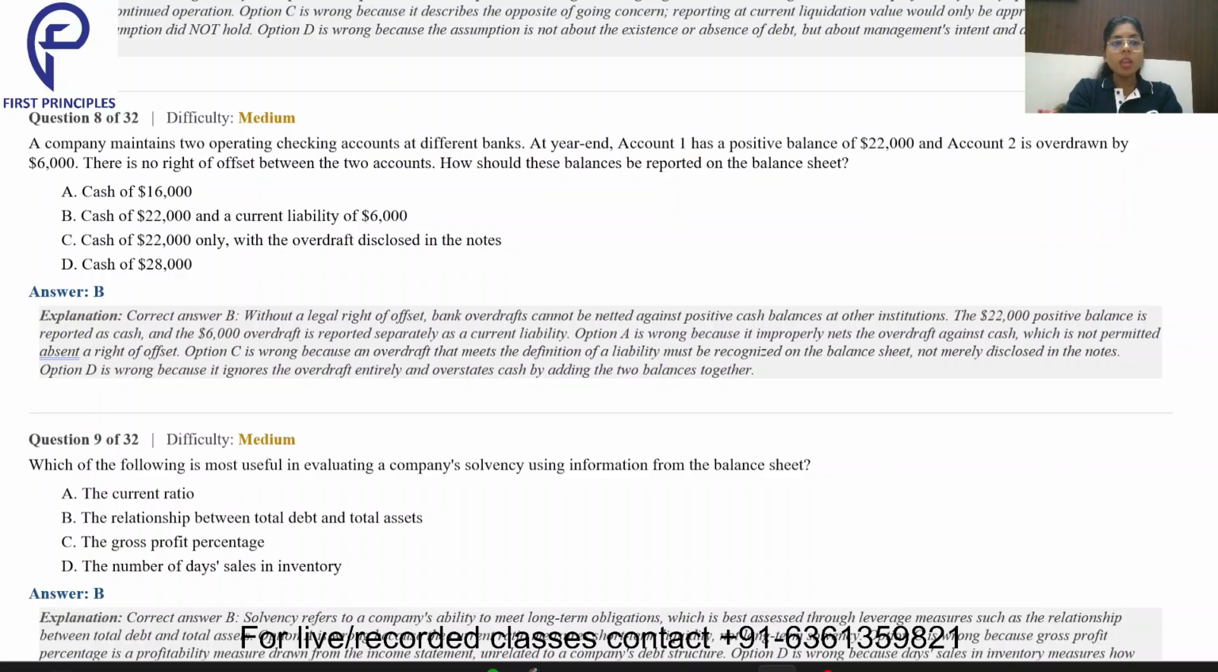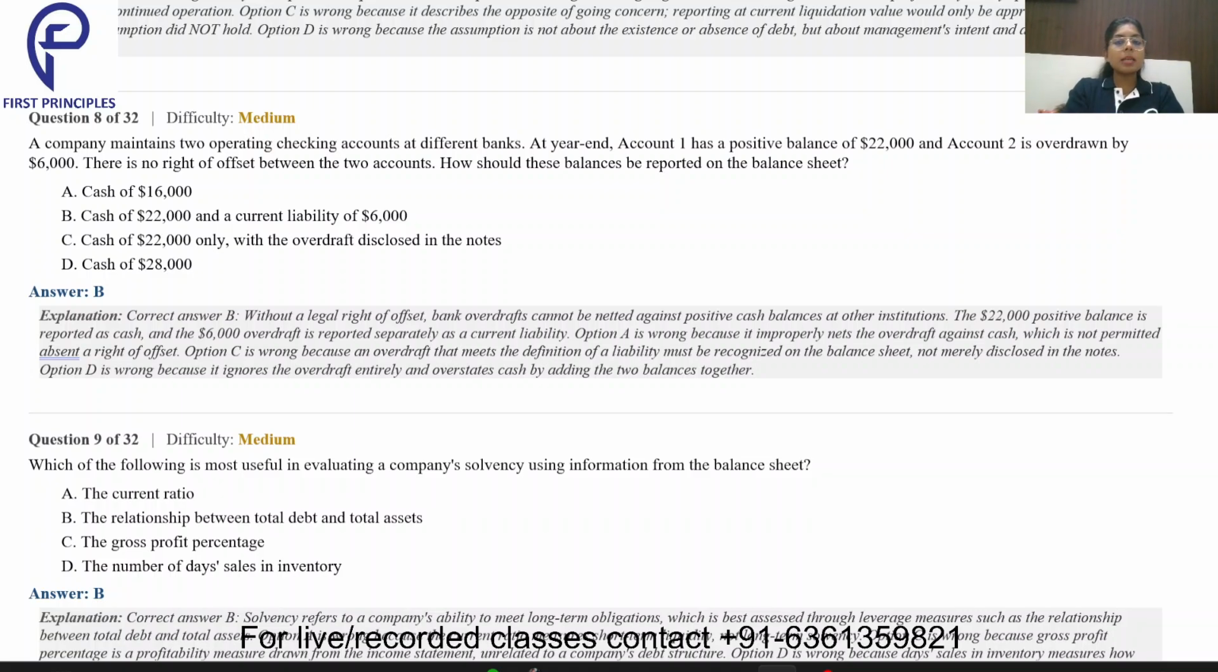Now, a company maintains two operating checking accounts at different banks, not at the same bank. At year end, account 1 has a positive balance and account 2 is overdrawn by 6,000. Overdrawn means what? Overdraft facility we have used. Now there is no right of offset between the two accounts. It's clearly mentioned in the question. So how should these balances be reported?